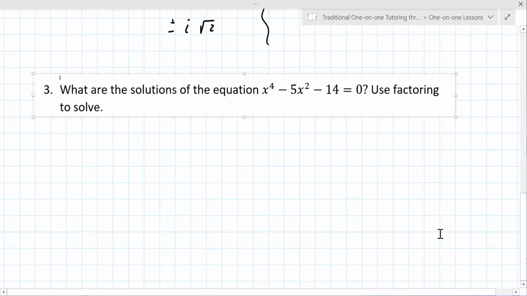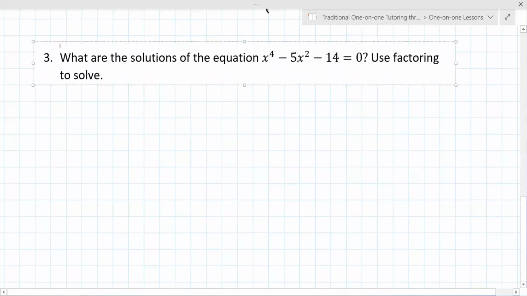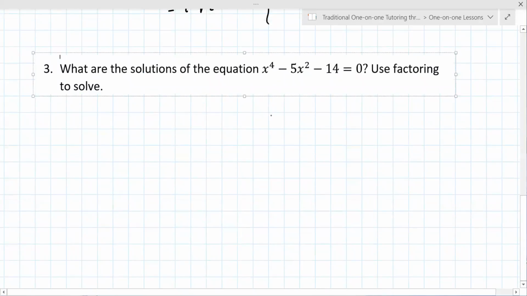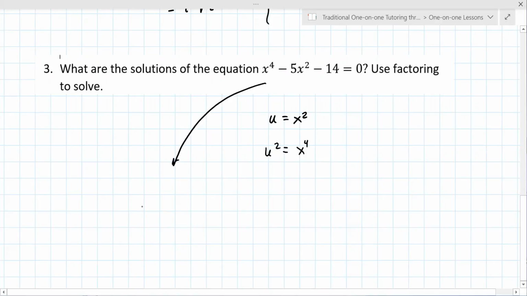And so number 3 is very similar. Your u is the middle term, the middle x term, so it's x squared. And then if you want, you can square both sides and actually work it out, but it almost always becomes this first one. Okay, so this becomes u squared minus 5u minus 14 equals 0.